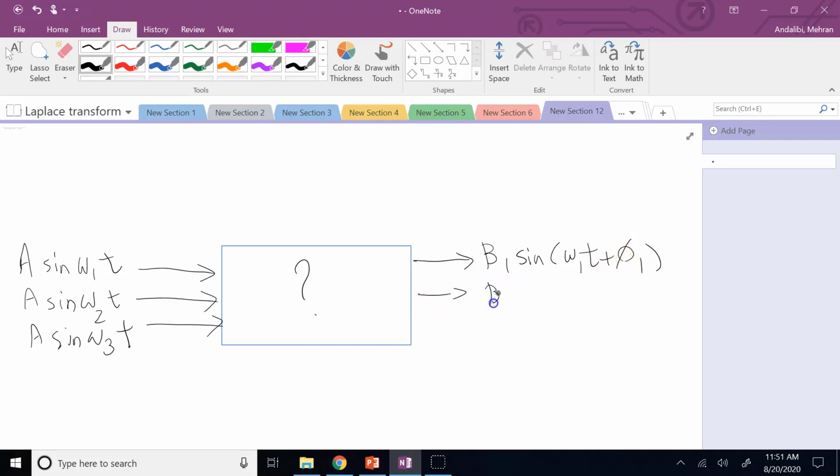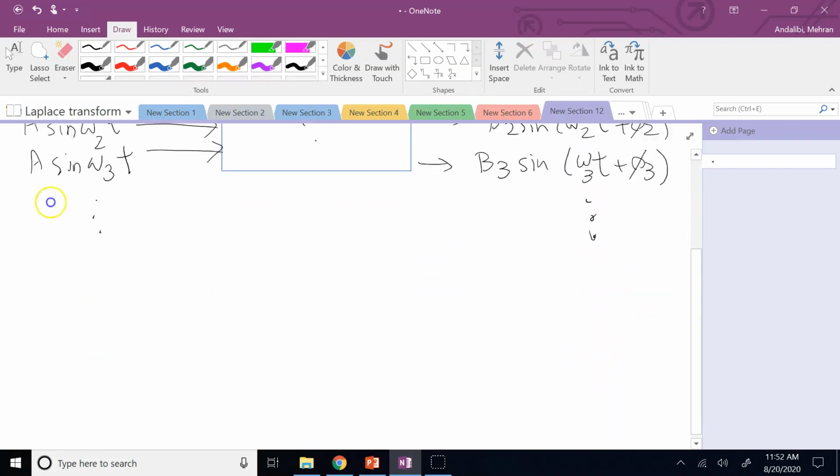For the next one, you get B2 sine of omega 2t plus phi 2. The frequency of the output and input are the same, but the magnitudes are different and the phases are different. And here you get B3 sine of omega 3t plus phi 3. Okay, and so on and so forth.